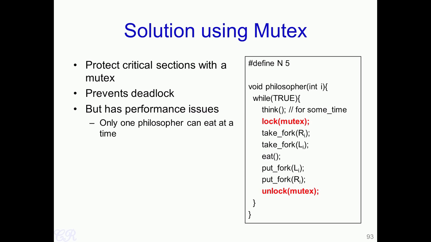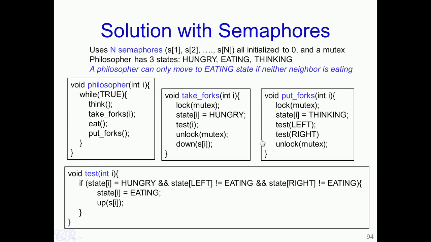So, let us look at our fourth attempt, and this one uses semaphores. Let us say that we have n semaphores, S1 to Sn, and we have one semaphore per philosopher. All these semaphores are initialized to 0. In addition, the philosopher can be in one of three states: hungry, eating, or thinking. So, over a period of time, each philosopher will move to one of these states.